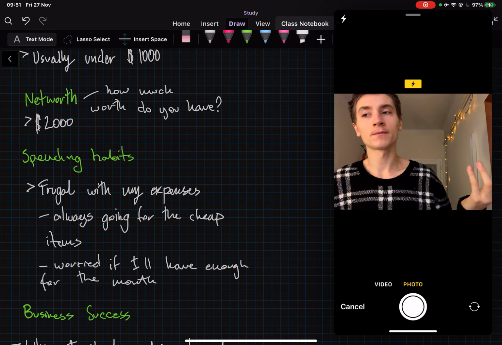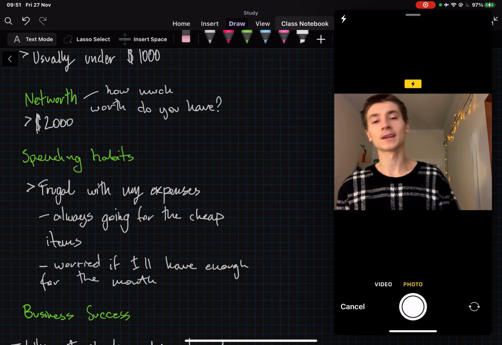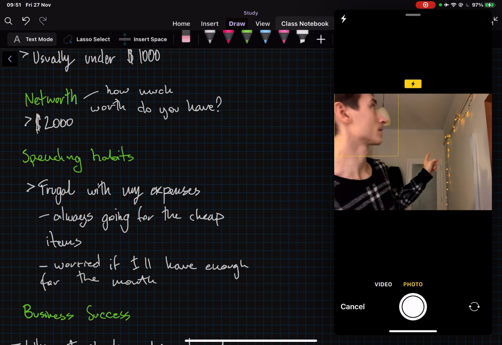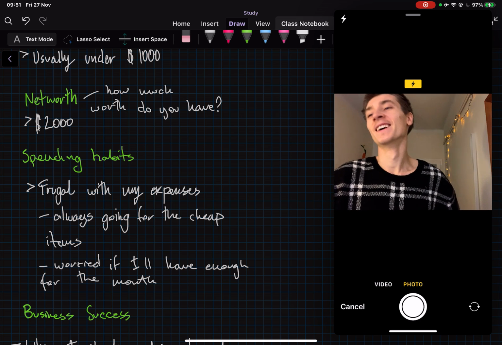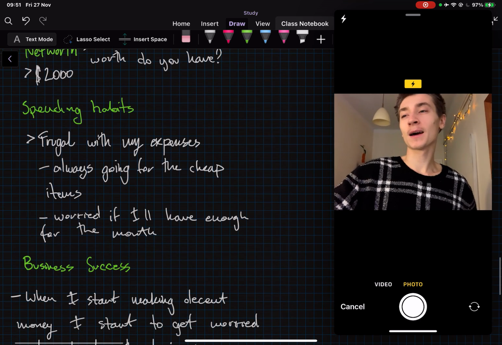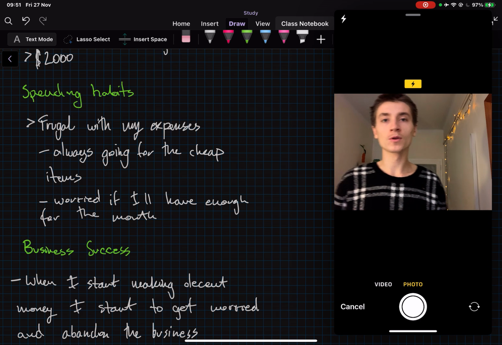I don't really have much because I'm living a minimalistic life. I just bought Christmas lights, so that adds like another $4 to my net worth. Just kidding. Spending habits. So I'm very frugal with my expenses.